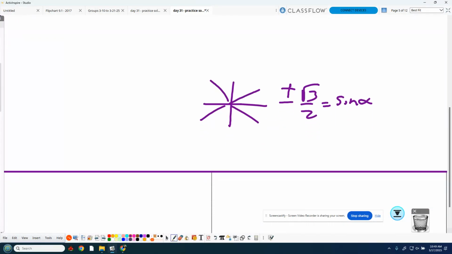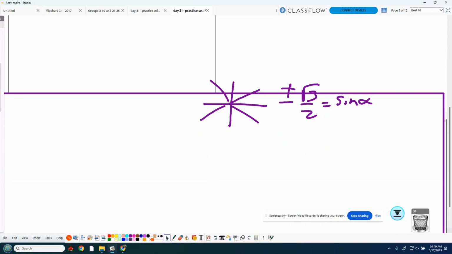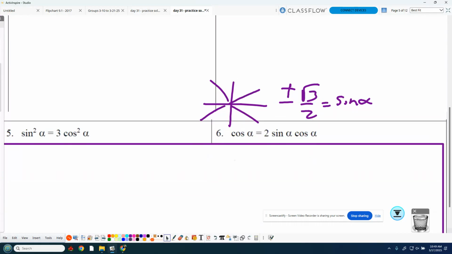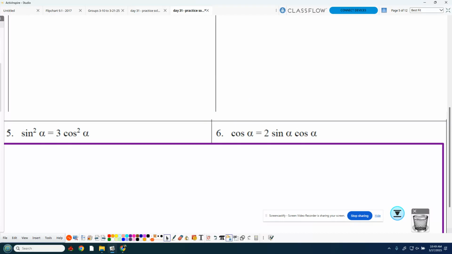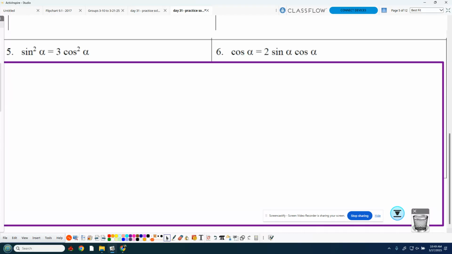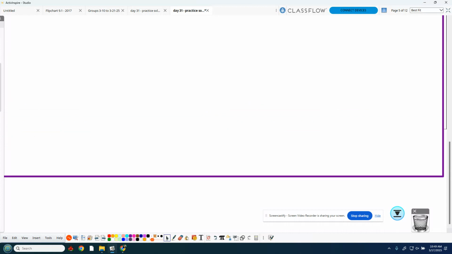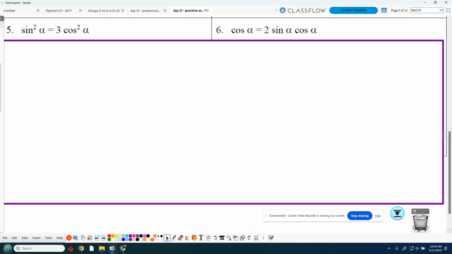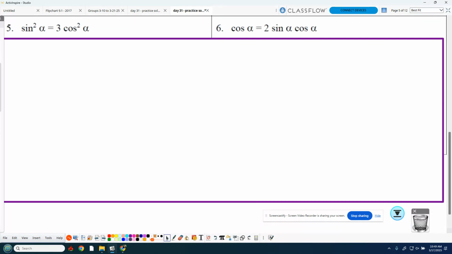That was 4 and 5. Okay, so we have 5 and 6 left to do. And these guys have an issue. For number 5 to factor, I have different variables. Anybody got a suggestion on how we're gonna make them the same? Yeah? 1 minus cosine squared for the left part.